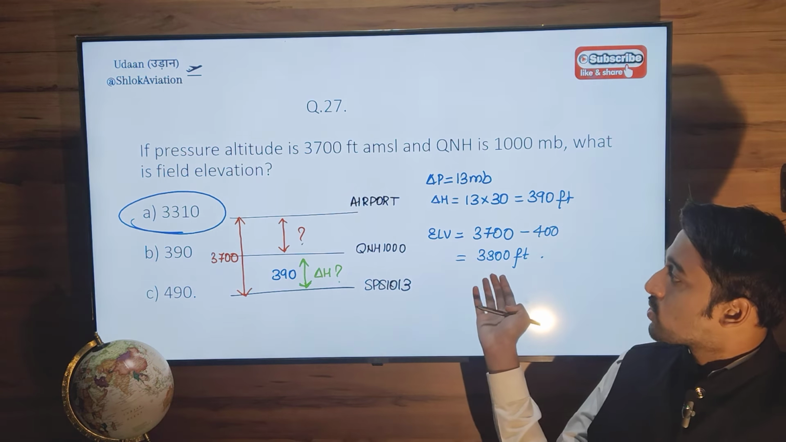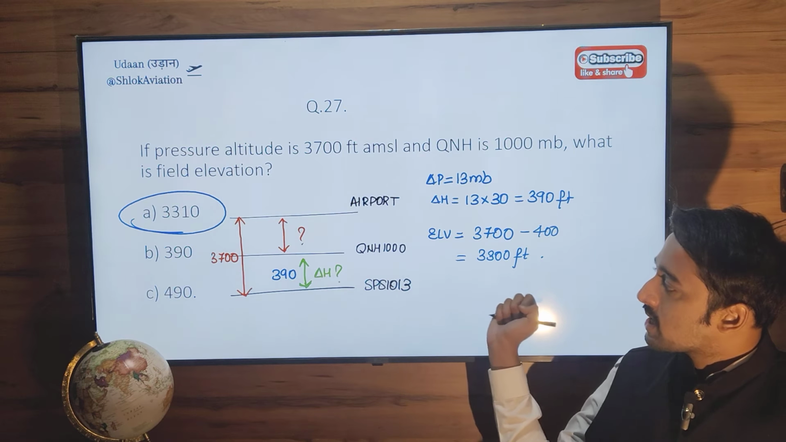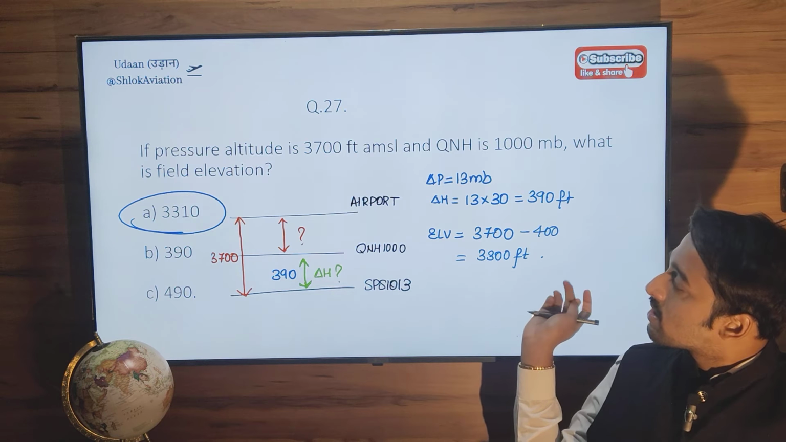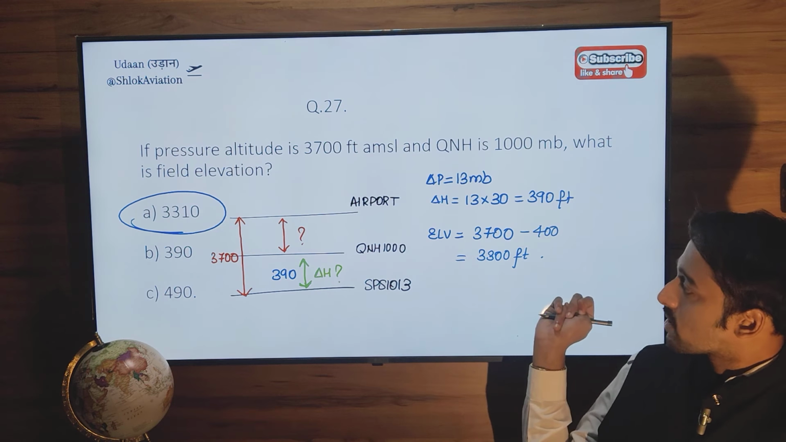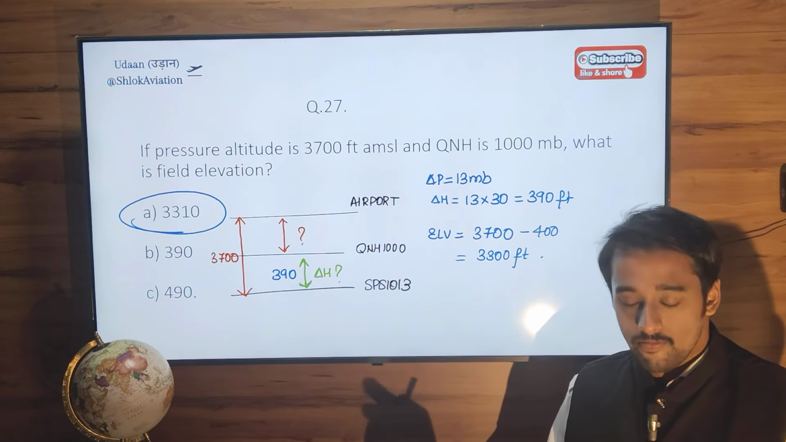Ignore that. So what is field elevation? It is 3,300 feet. Okay, correct option is option A.